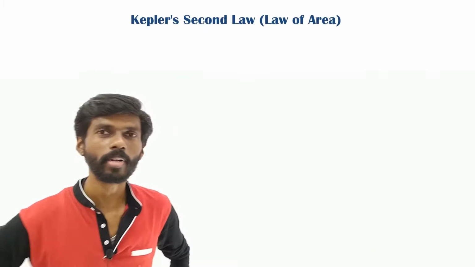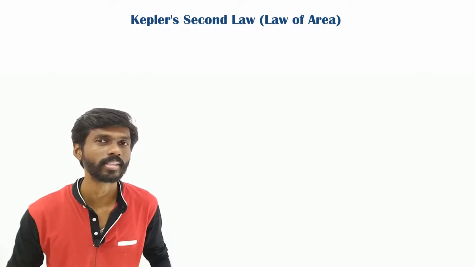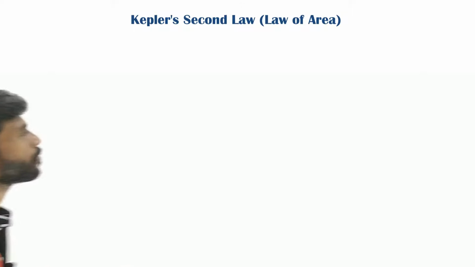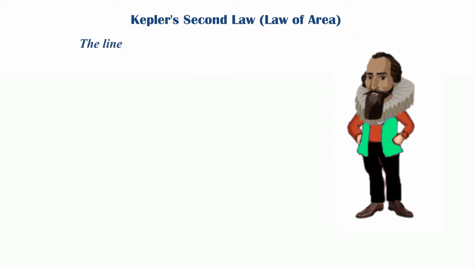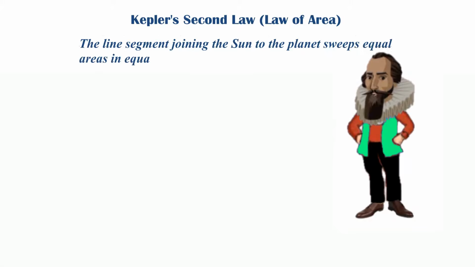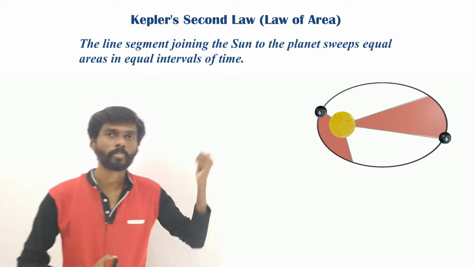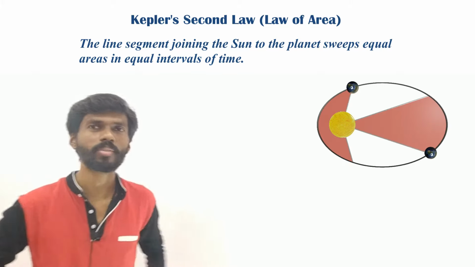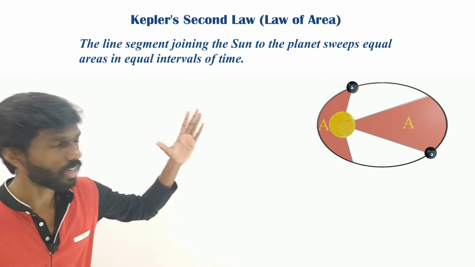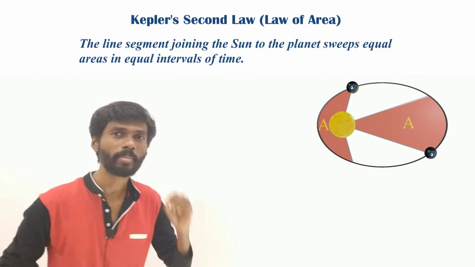The next one is Kepler's second law, which is called the law of area. It is given by: the line segment joining the Sun to the planet sweeps equal areas in equal intervals of time. So the radius vector which joins the Sun to the planet sweeps equal area in equal interval of time. That means the rate at which that area increases is a constant. That's what Kepler's second law is.